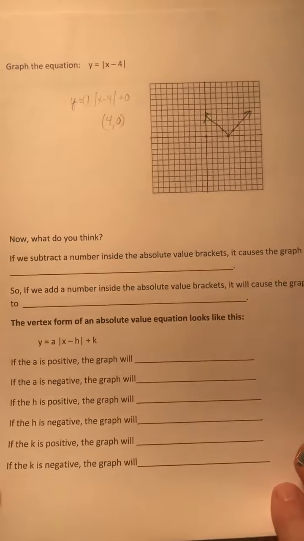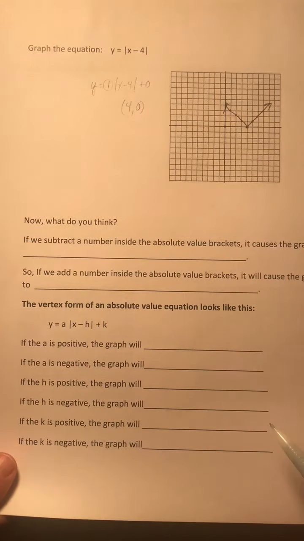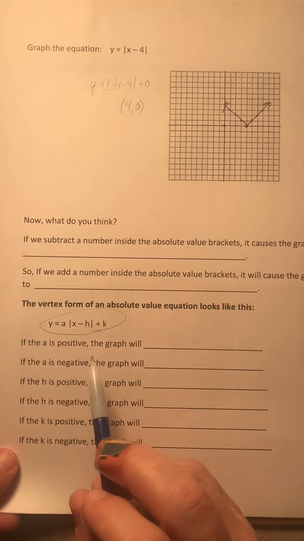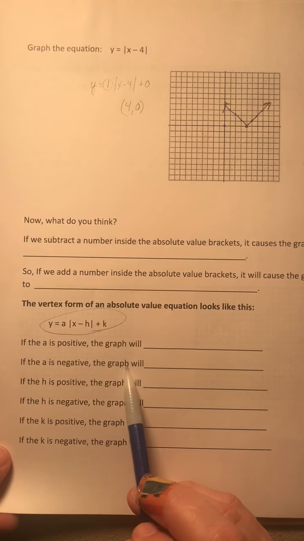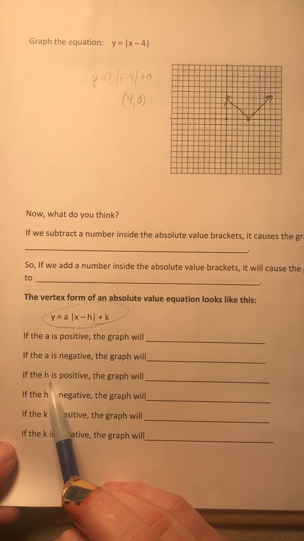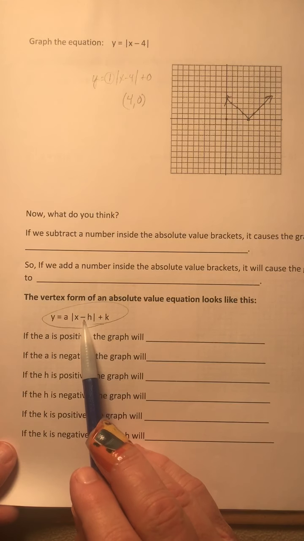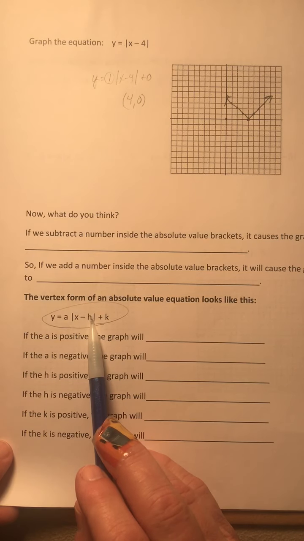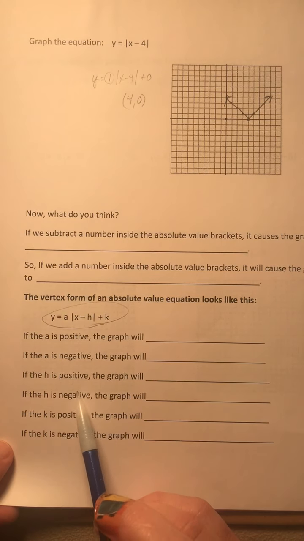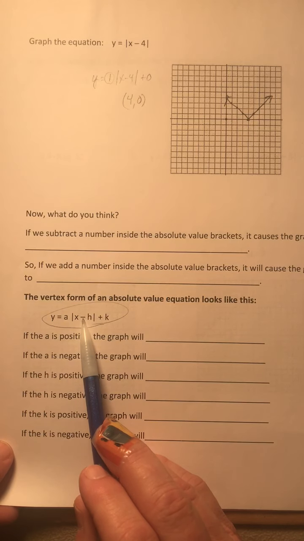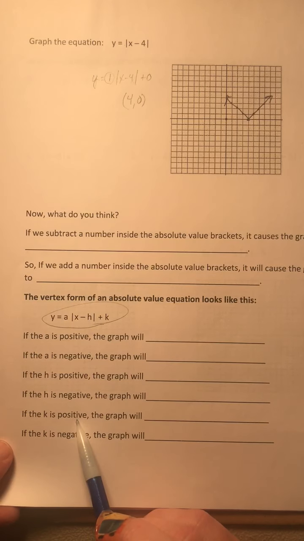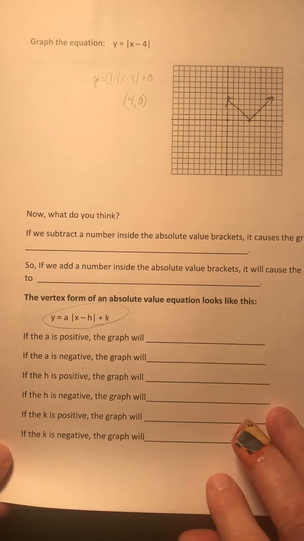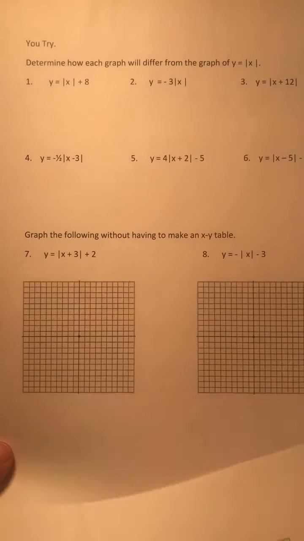You guys should be able to fill in all this information about it because, again, that's going to be our same thing. If A is positive, the graph opens up. If A is negative, the graph will open down. If H is positive, remember it's going to be minus something, so it means it's going to move to the right. If the H is negative, that's going to change this to a plus sign, so it moves it to the left. If K is positive, it moves it up. If K is negative, it moves it down.